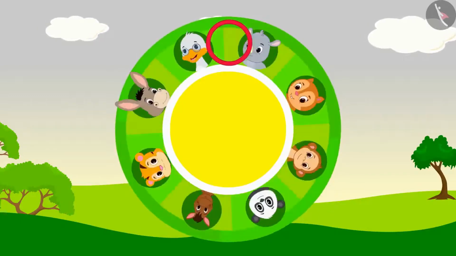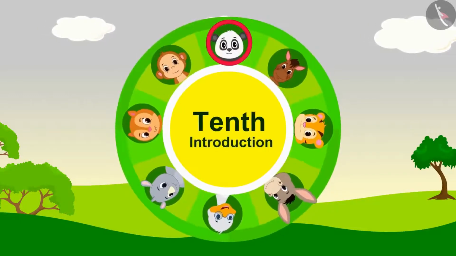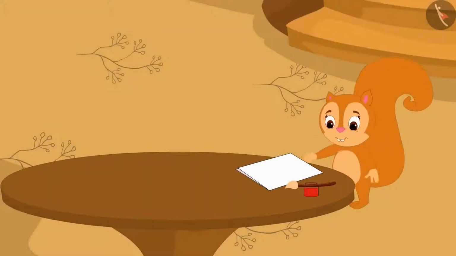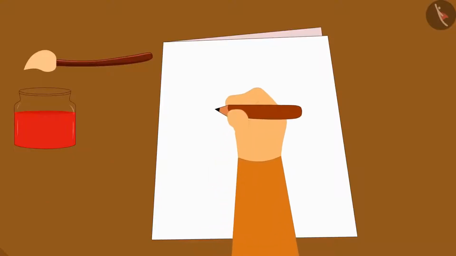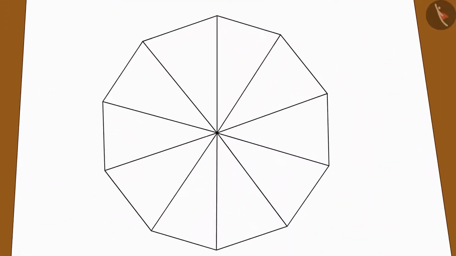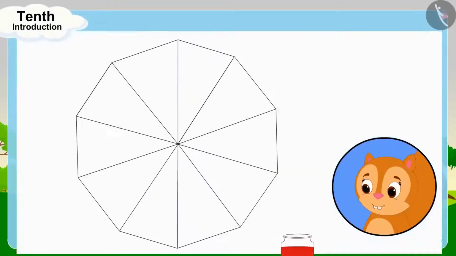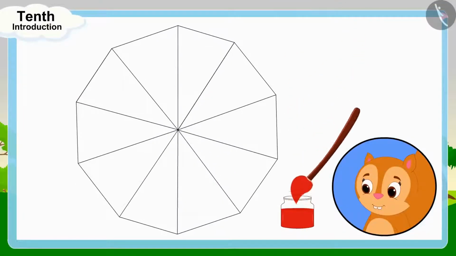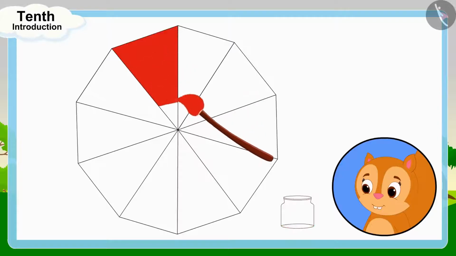In this video, we will learn about what is a tenth. Chanda is making a greeting card for Babban. She has drawn such a flower on a paper by using 10 similar triangles. She started coloring the petals of the flower with red color.